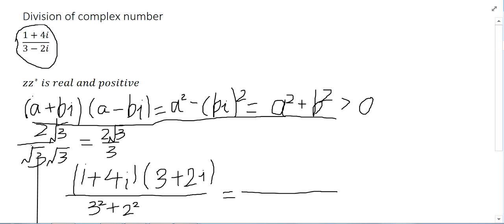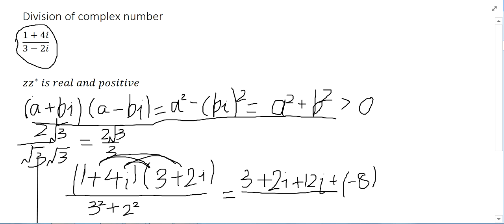Remember in the second video about multiplication of complex numbers, where this is a 1 here instead of an i. So we do it like this: 3 plus 2i. In this way we won't miss any terms. Plus 4i times 3, 12i, plus 4i times 2i, which is negative 8.